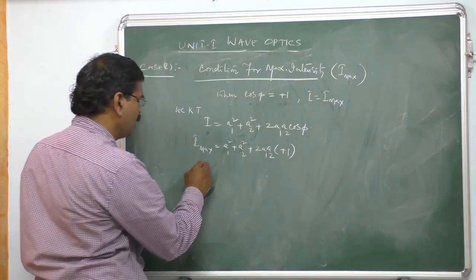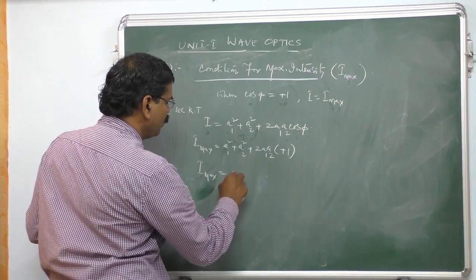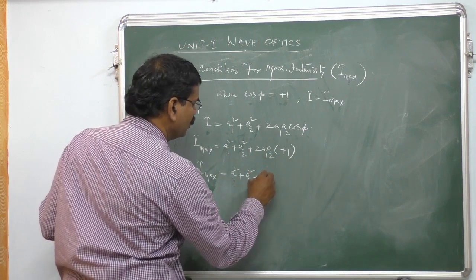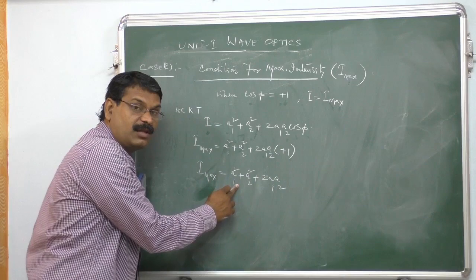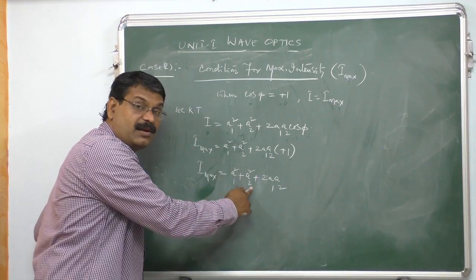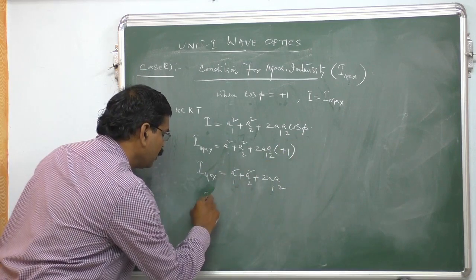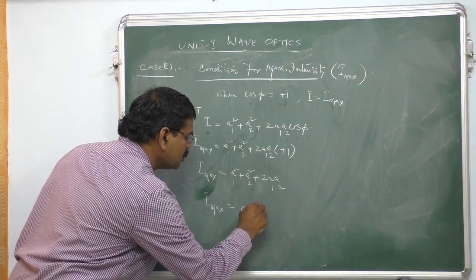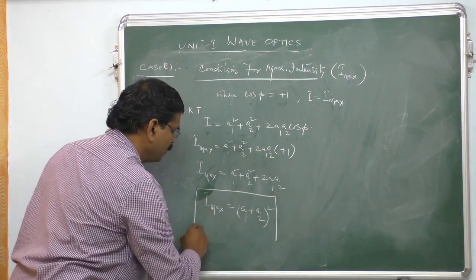Let us simplify this. I max is equal to A1 square plus A2 square plus 2A1 A2. మళ్ళీ ఇది ఏ రూపంలో ఉంది? A స్క్వేర్ ప్లస్ B స్క్వేర్ ప్లస్ 2AB రూపం. అంటే మనం షార్ట్ నోటేషన్ లో వచ్చేటప్పటికి I max is equal to A1 plus A2 whole square. So this is the first condition.